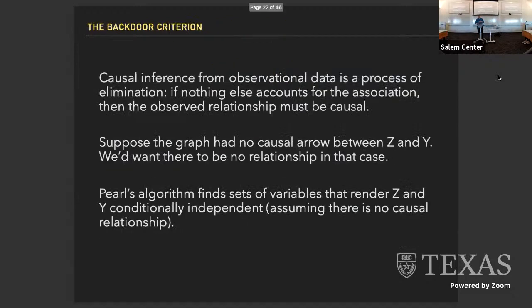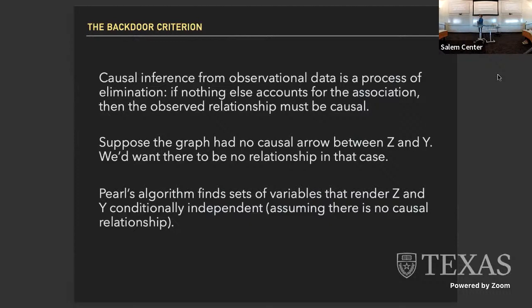And Pearl has done many things in his career, but the one that I have focused on, which was very impressive, is this algorithm for figuring out, given a graph, which sets of variables will do the trick, okay? And so to present that work, the way that I'm going to explain it is that causal inference from observational data is basically a process of elimination. What you want to do is rule out all of the other things that it could have been, and if it's not those things, then the relationship that you see is a cause, okay?